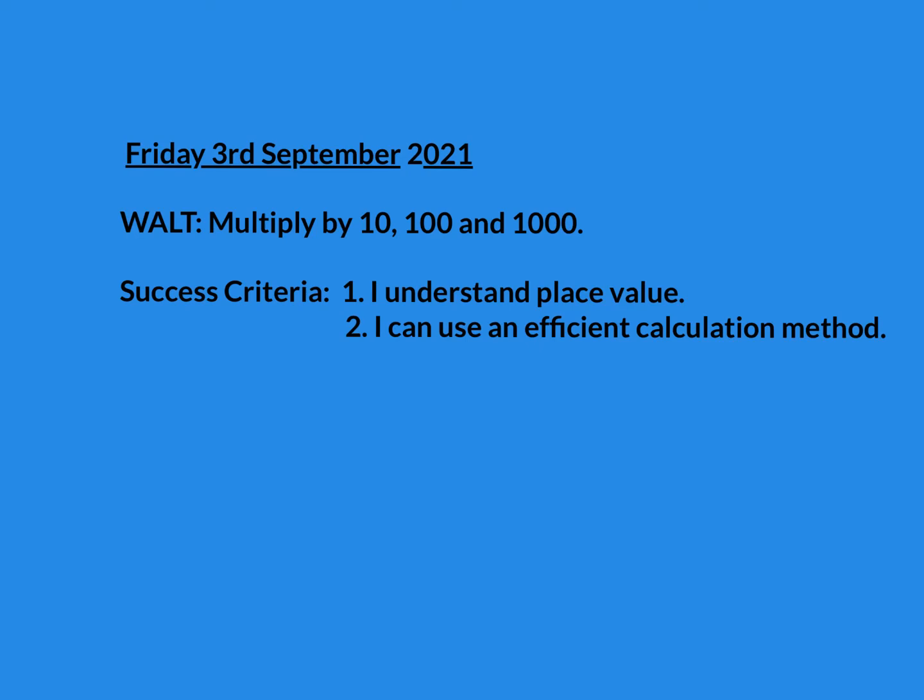So today we're going to look at multiplying by 10 and multiplying by 100 and 1000. And we've looked at multiplying by 10 and 100 earlier this week, so we're going to look at multiplying by 1000 as well. And if you find this a little bit too tricky for you, don't worry, you can just go as far as you can in terms of 10 and 100. We will be looking at this later next week whenever we return to school.